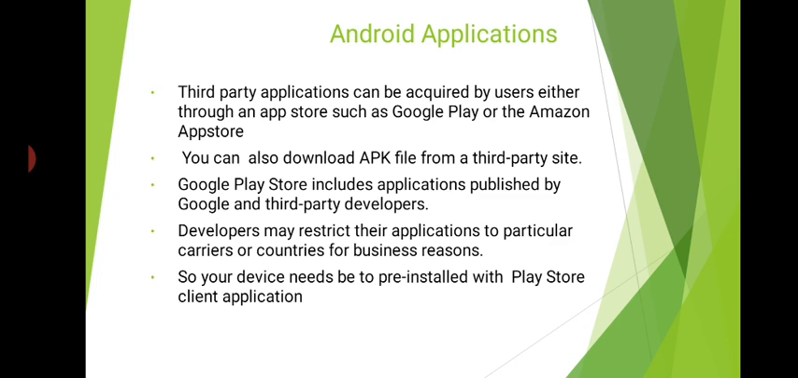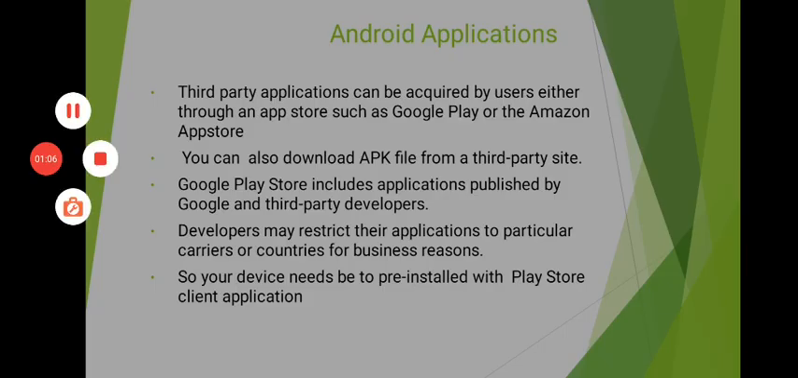Third-party applications can be acquired by users either through an app store such as Google Play or the Amazon App Store. You can also download APK files from third-party sites. Google Play Store includes applications published by Google and third-party developers. Developers may restrict their application to particular carriers or countries for business reasons. So, your device needs to be pre-installed with the Play Store client application.